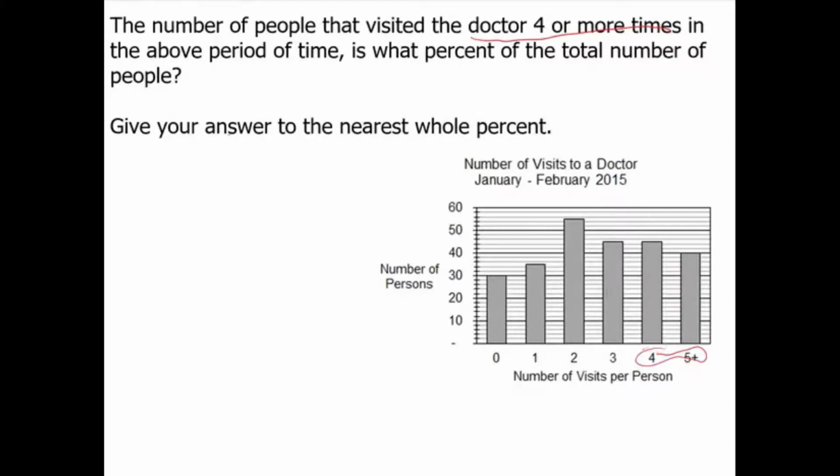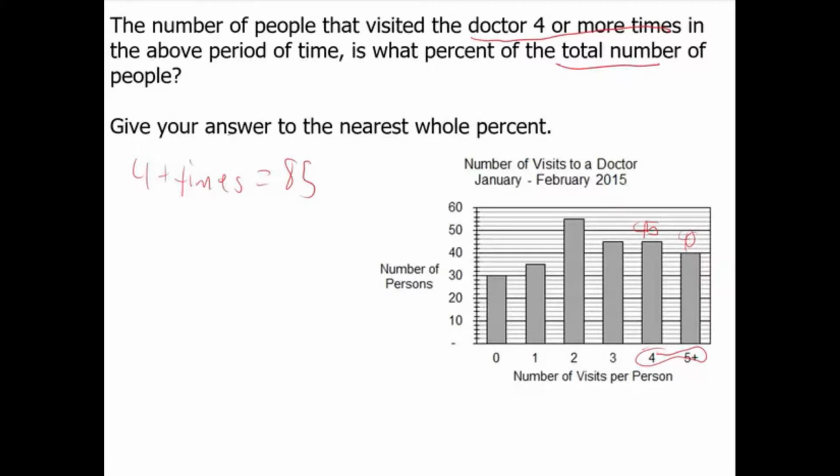So for number 4, we see 45. And for 5 plus visits, we see 40. So the total number of people that went to the doctor 4 plus times equals 85. Now we have to find what percent 4 or more visits is of the total number of people.